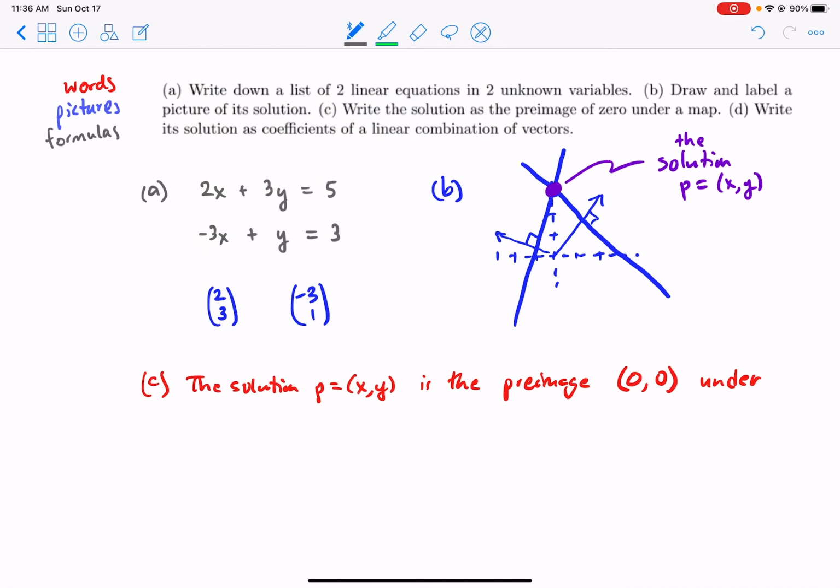Now I'll use formulas. The map sending x, y to the point, well, 2x plus 3y minus 5. So when that is 0, we have satisfied the first equation. And then the second equation becomes minus 3x plus y minus 3, so that when this is 0, we have satisfied the second equation. And if we're the preimage of 0, comma 0, that means both this and this are satisfied, and so we are the solution. That's it. That's C.